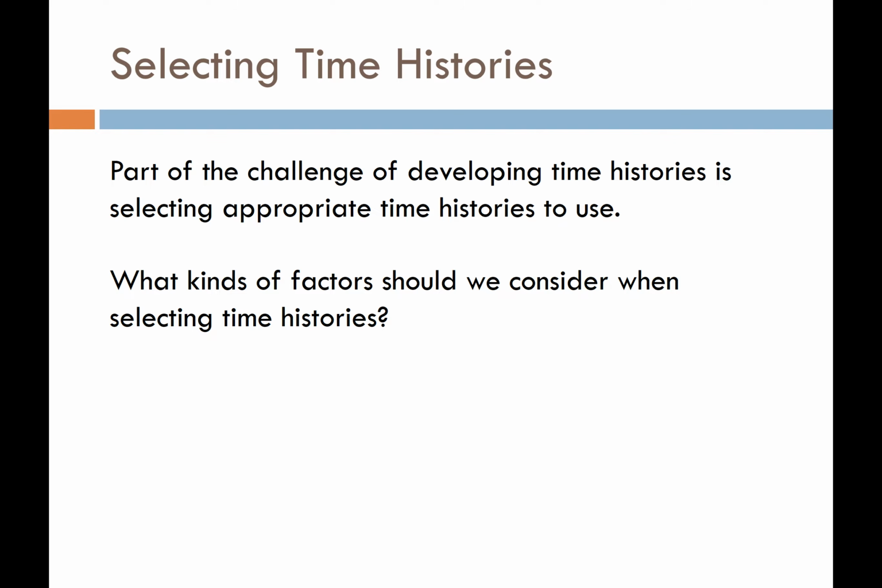So part of the challenge in developing good time histories is selecting appropriate time histories to use and knowing when to throw out a bad or a wonky time history. So, some of the factors that we should consider when we select time histories to use in our initial modeling. By the way, I'm talking about selecting time histories to use in either my scaling or my spectral matching. So we're saying, okay, we need initial time histories to use. Which ones are we going to pick? That's what I'm talking about here.